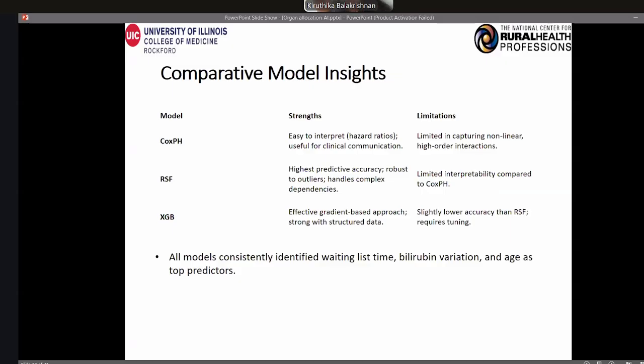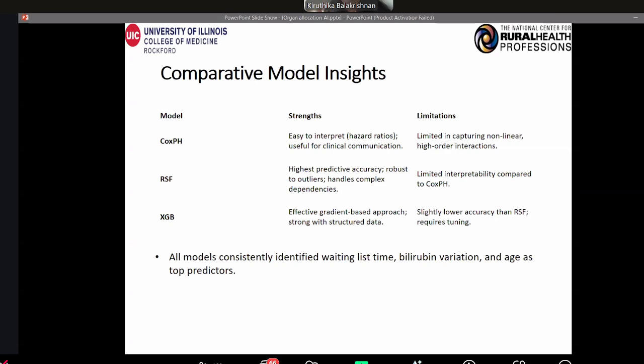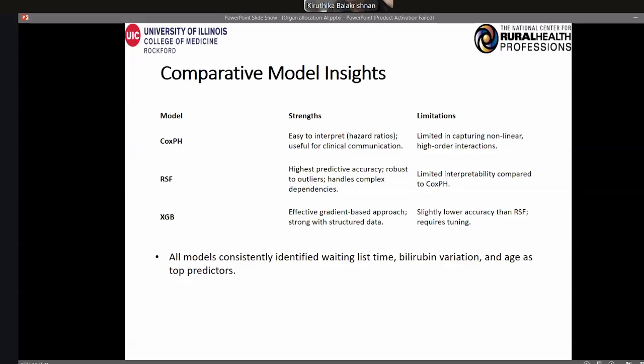These are the comparative model insights, starting with Cox proportional hazards models. This is a traditional statistical model that has been widely used in survival analysis. One of its biggest strengths is interpretability. It produces hazard ratios, which are very easy for clinicians to interpret and understand, and then they can communicate very well to the patients. For example, we can directly say how much variables like age or bilirubin increase the risk of mortality. However, a major limitation is that it assumes a linear relationship and proportional hazards, meaning it does not handle non-linear or complex interactions well.